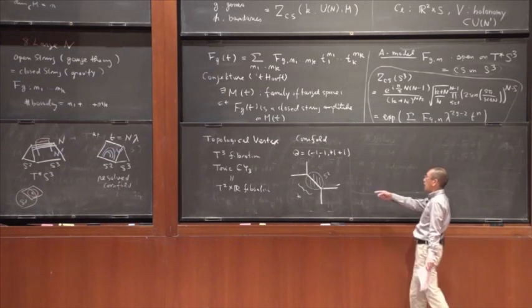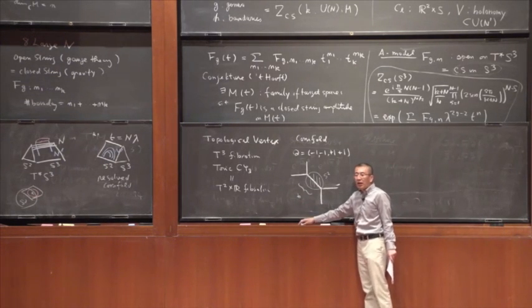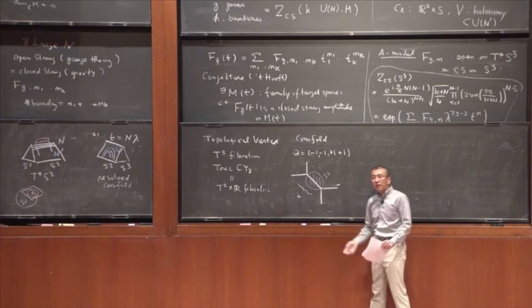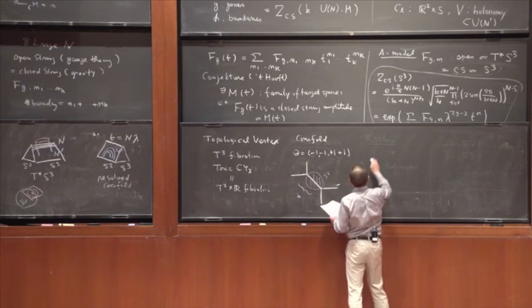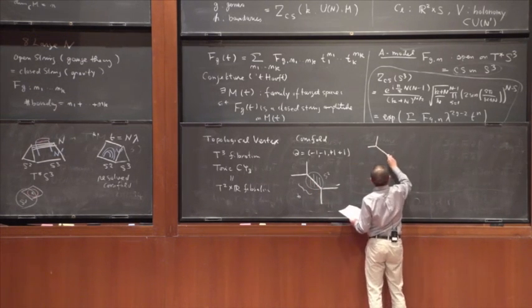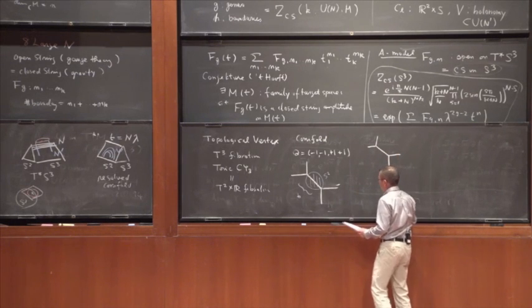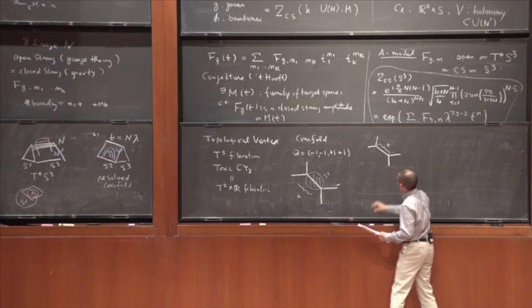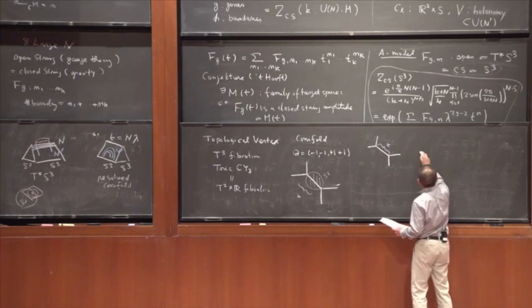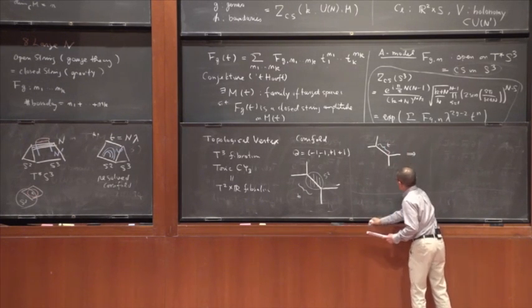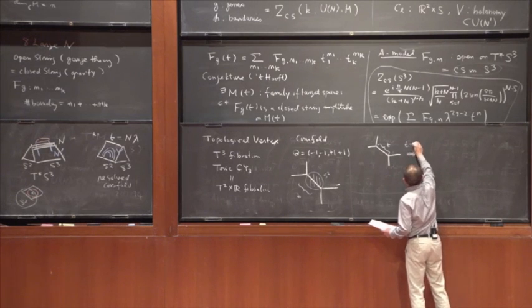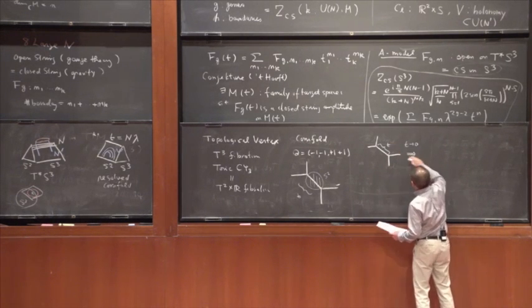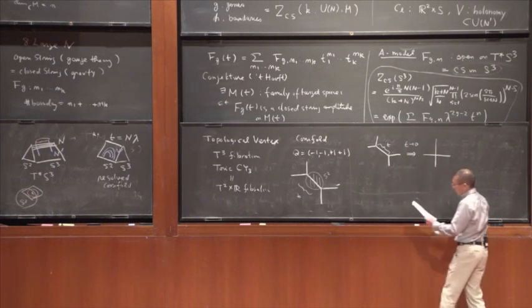Now, if you have this kind of geometry parameterized by T, you can move T around and do various kinds of things. So for example, you start with this resolved conifold diagram, and you have T here. And then suppose you shrink T to be zero. Then these coincide, and then you have this kind of diagram.